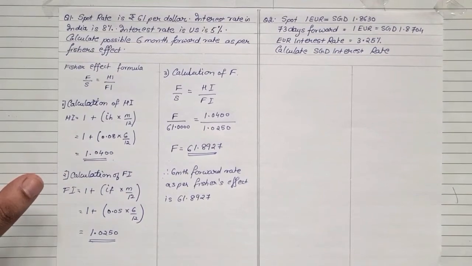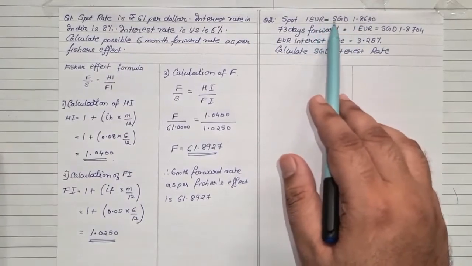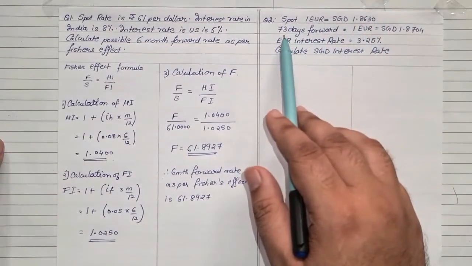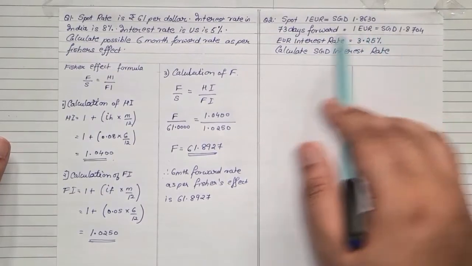Now, what other variations can you get in this sum? Look at the second sum. The spot rate is given: 1 euro is an SGD amount. The 73 days forward rate is given to us, again 1 euro to SGD.